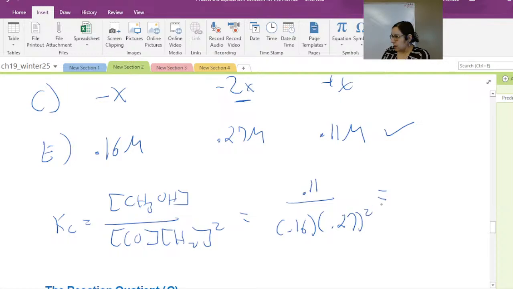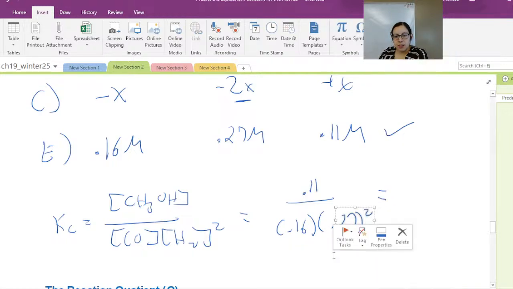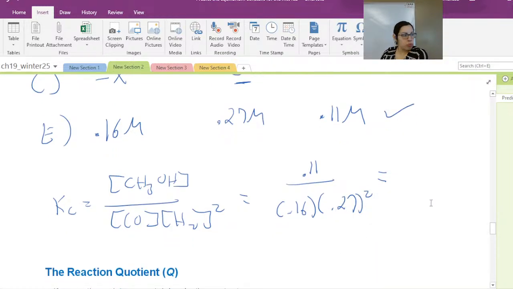Chat has an answer for me of 9.42. I think that sounds correct. I'll repunch it in right now. Just watch your order of operations and all that. So about 0.942, 0.943, something like that. Questions on that one?